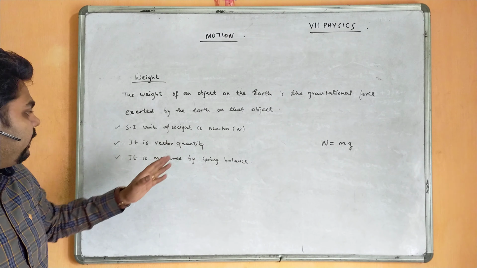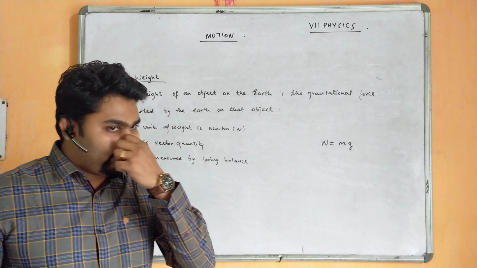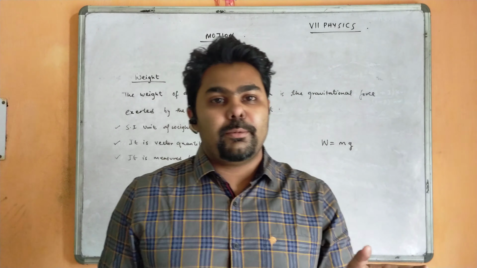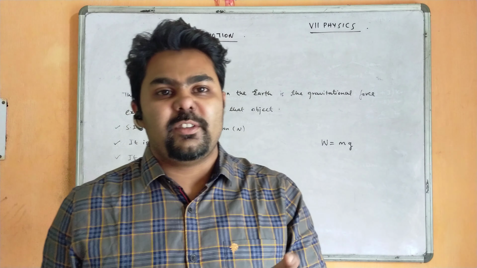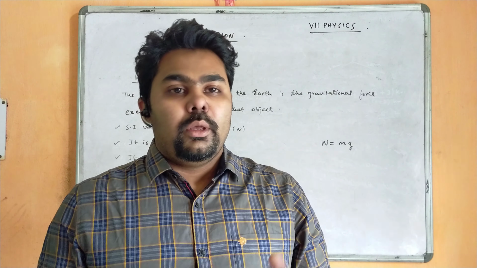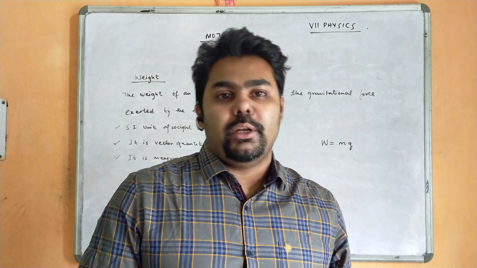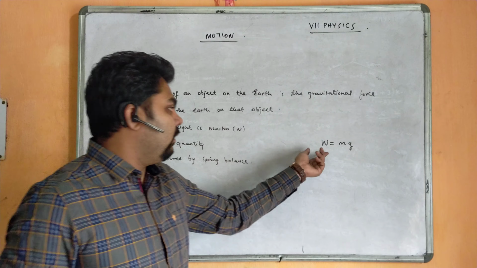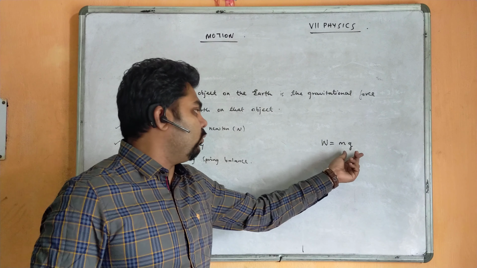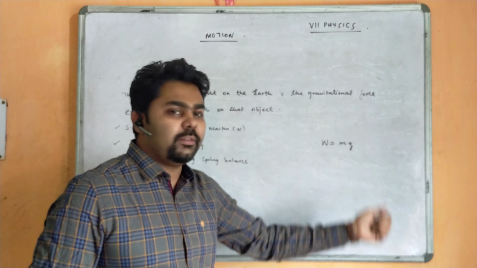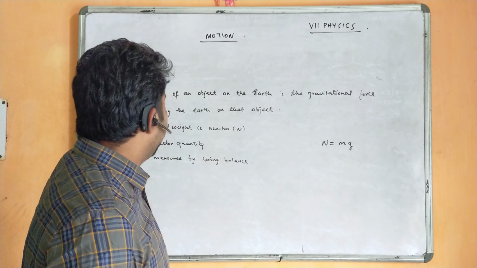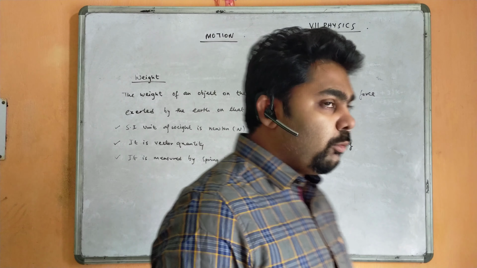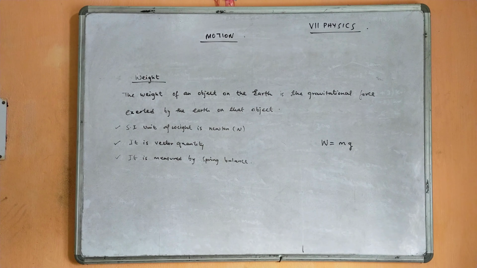It is a vector quantity and it is measured by spring balance. That is, weight is measured by spring balance, whereas mass is measured by beam balance. Mass is a scalar quantity, whereas weight is a vector quantity, and the expression of weight is W = mg, where m is mass and g is acceleration due to gravity.